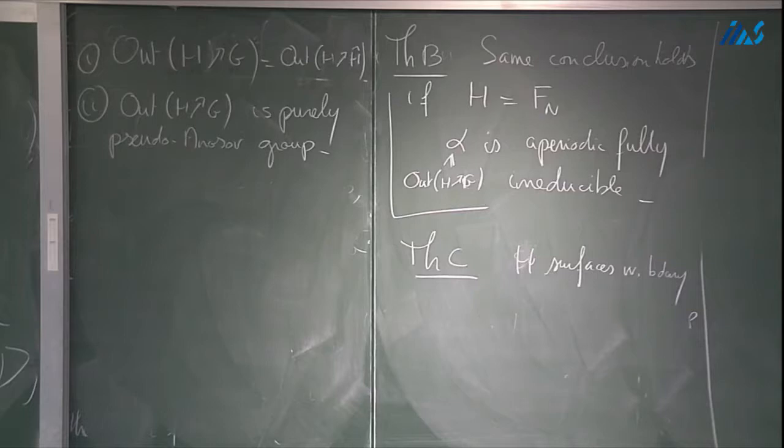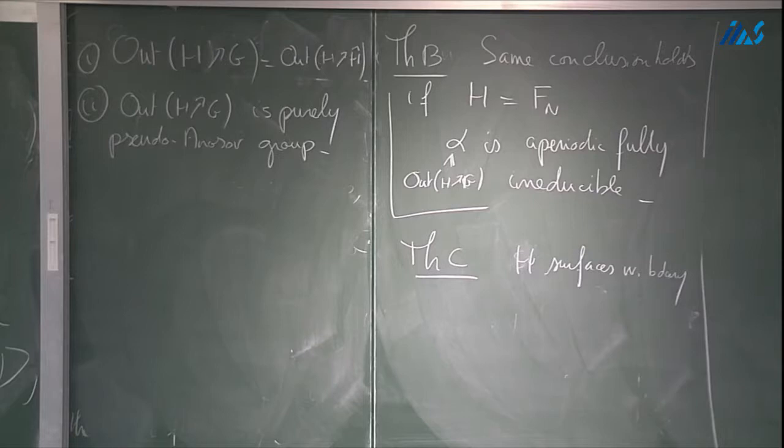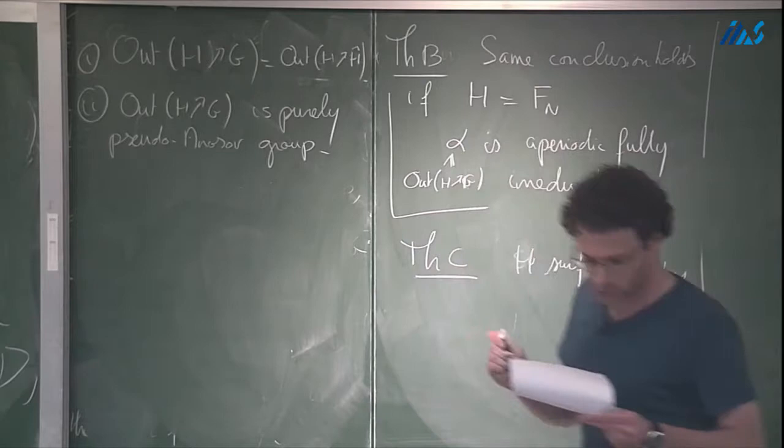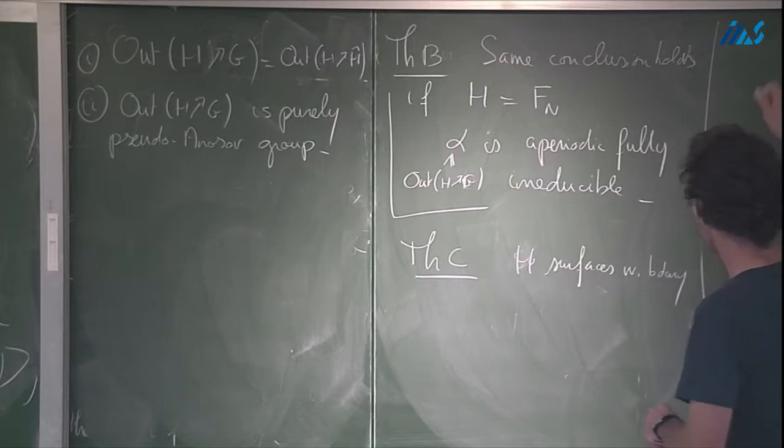So there is a version for surfaces with boundary where you ask that a pseudo-anosov extends. Then you don't get that you're a free product. Maybe I should explain this. So let me explain this.